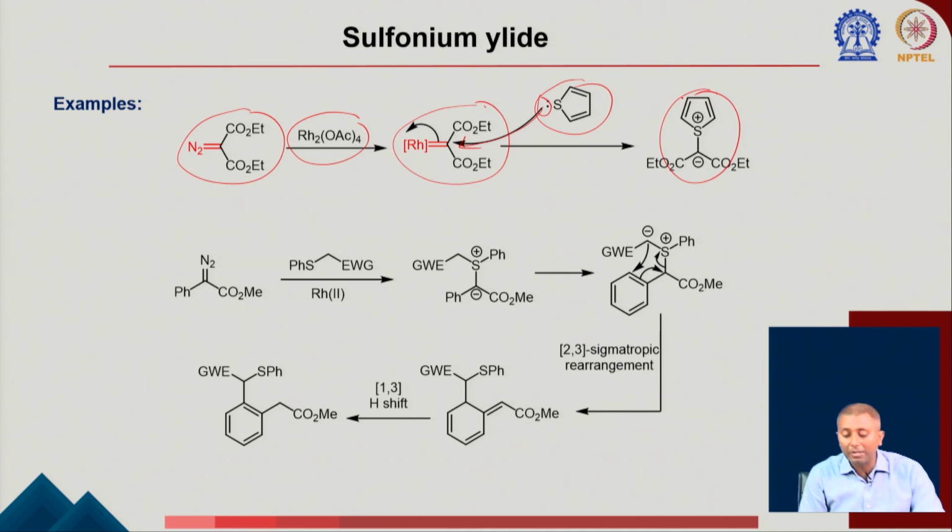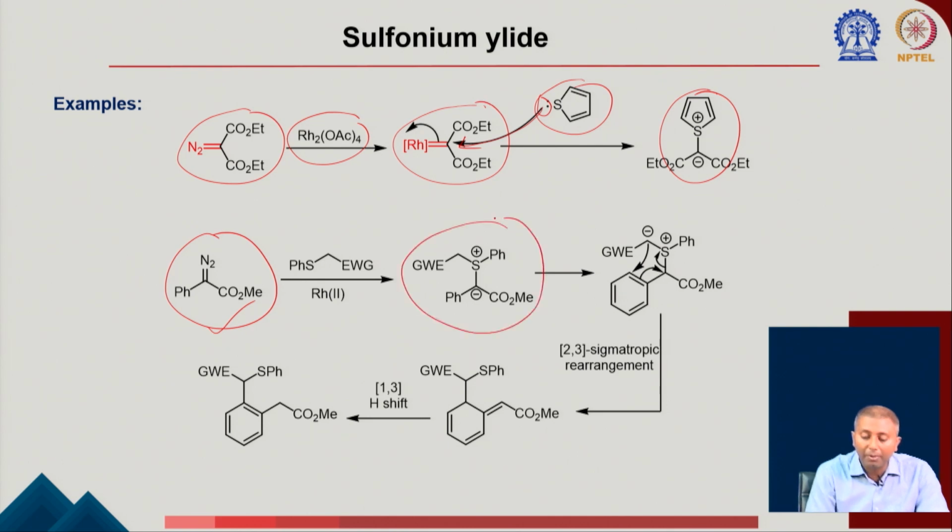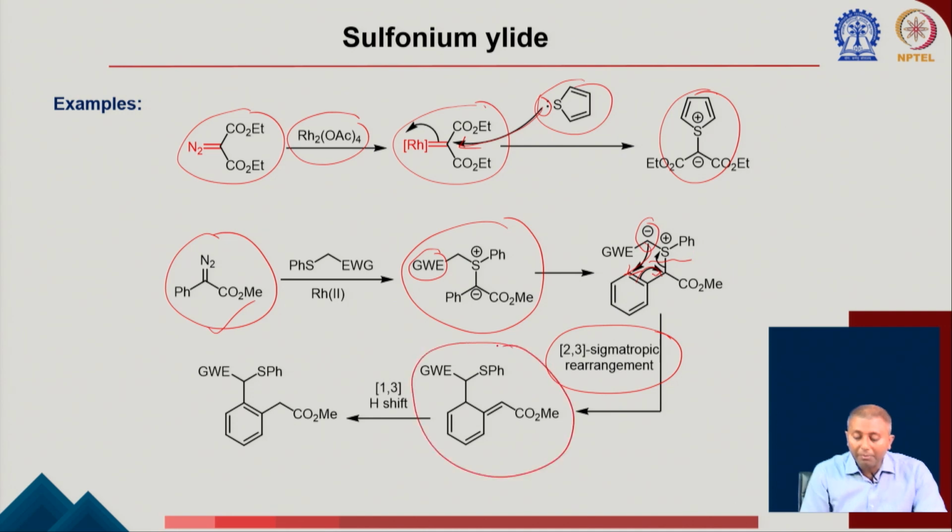Once it is forming the ylide species, it can do several different transformations. Some of the examples are given here, starting from this particular diazo compound, it is forming this compound. Now once you have an electron withdrawing group here, the negative charge moves to this position, which allows this 2,3 sigmatropic rearrangement. The negative charge is attacking here, this carbon sulfur bond is getting clipped. Once the carbon sulfur bond is clipped, you are able to get this type of intermediate. There is a 1,3 hydride shift happening, so this is shifting here to form this corresponding product.